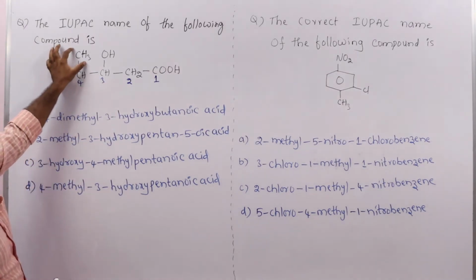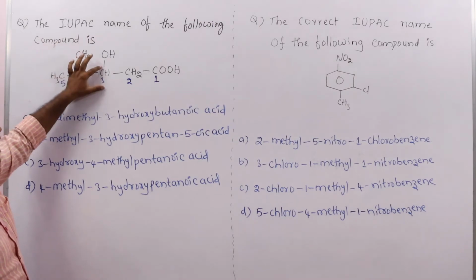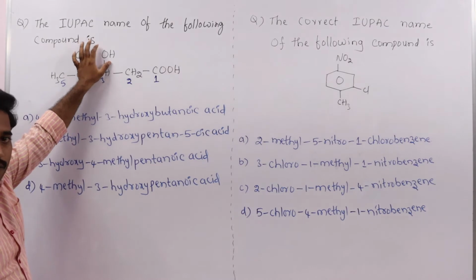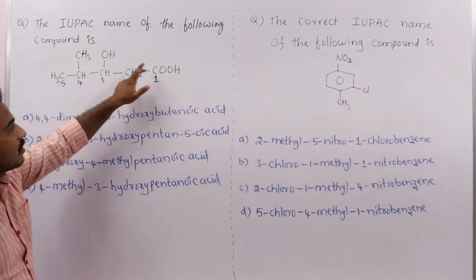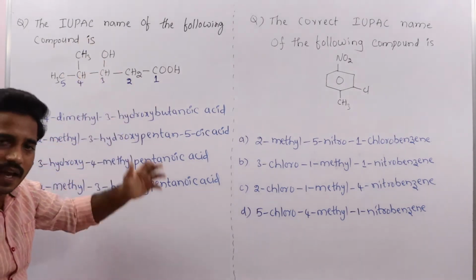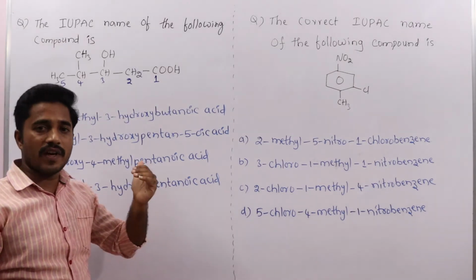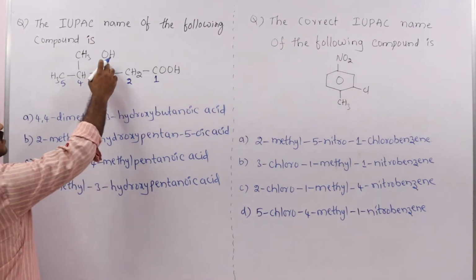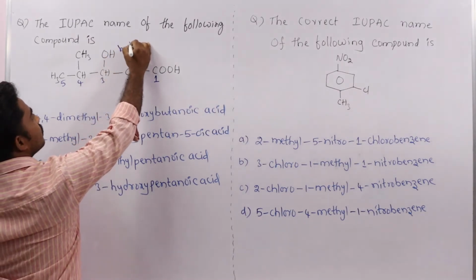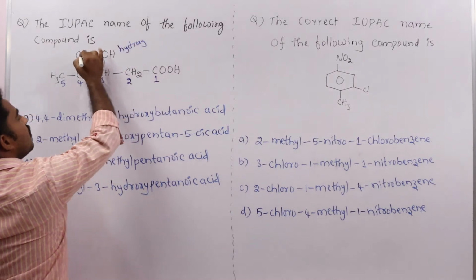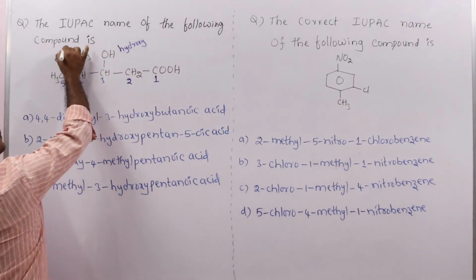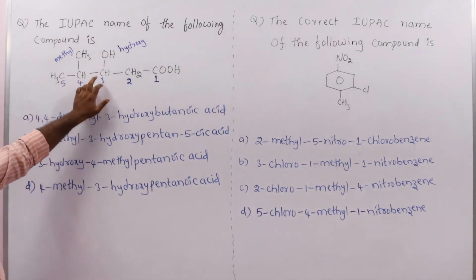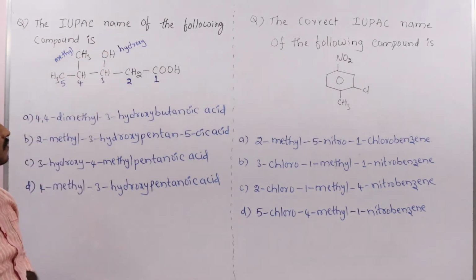At the fourth position, one substituent, that is methyl. At the third position, an OH substituent is there. This is a functional group, but since two functional groups are present, OH we take as a substituent. That means we have to take a prefix based on the priority order. For OH, the prefix is hydroxy. For CH3, the prefix is methyl. At the fourth position, methyl substituent; at the third position, OH substituent.